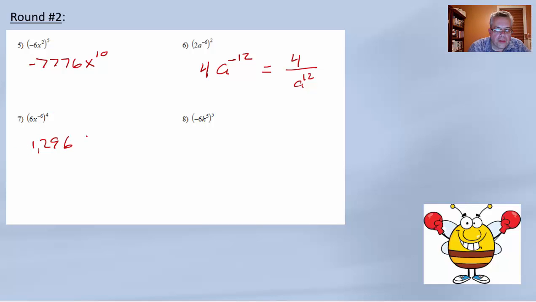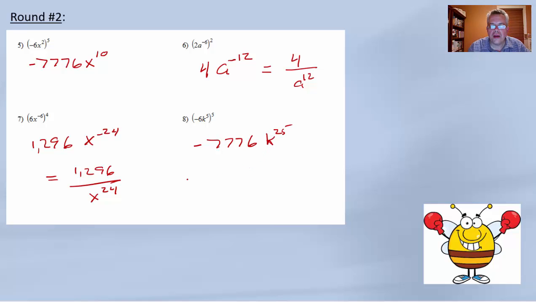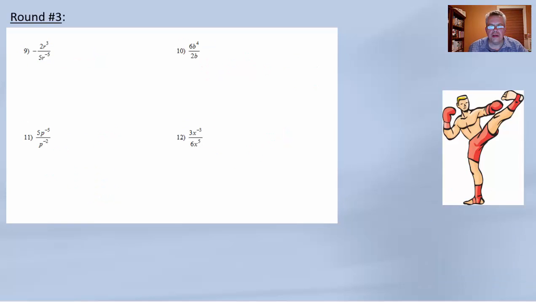When I multiply powers, x to the negative 24, and then we're going to rewrite it since it has a negative exponent. That's over x to the positive 24. All right, let's do this one. Negative 6 to the 5th. We already solved from the first problem is that k to the 5th to the 5th. Just multiply. Hey, no negative exponents. We're done.